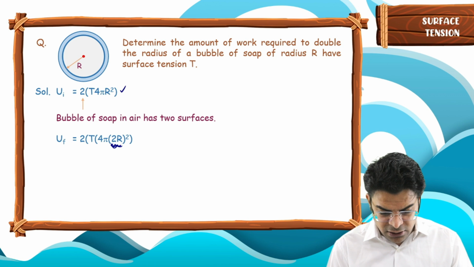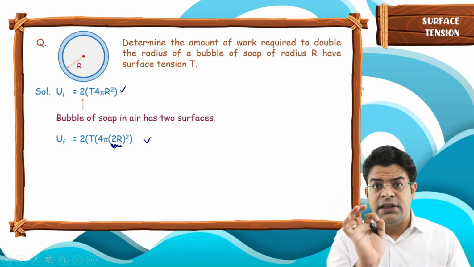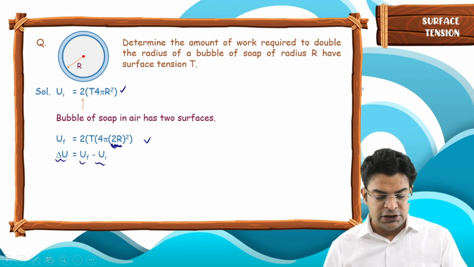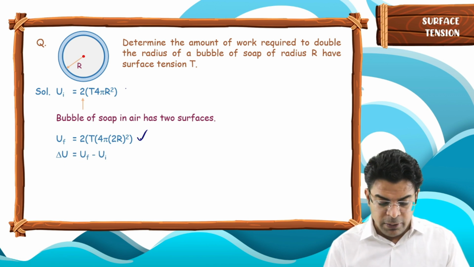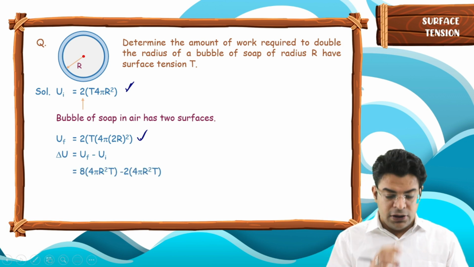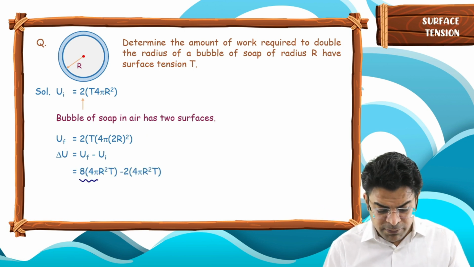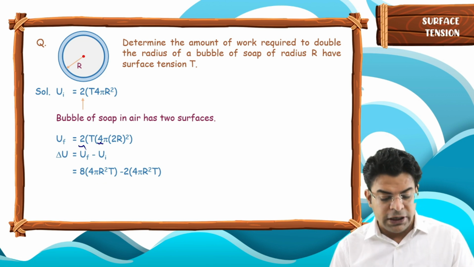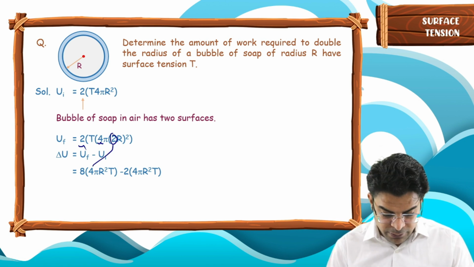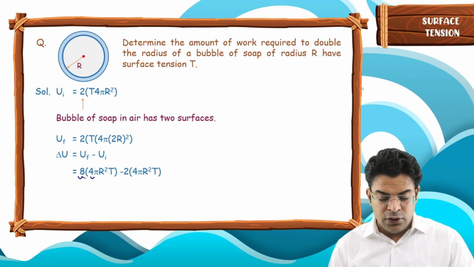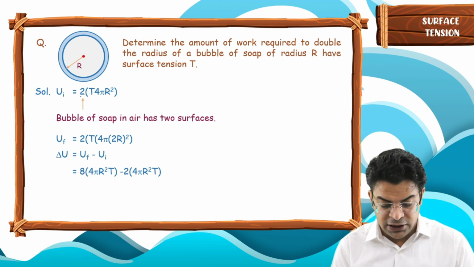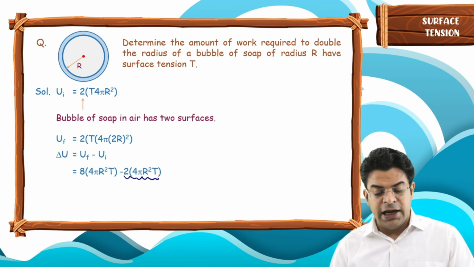So from here and here, if you need to write the change in surface potential energy, you will say the change in surface potential energy equals final minus initial. So it's final quantity minus initial quantity. Take the common part outside. So the final part is 8 into 4 pi r square T. See bachcho, this 4 into 2 becomes 8, and this 2 square becomes a 4. So you get 8 into 4 pi r square into T. And the initial surface potential energy is 2 into T into 4 pi r square. So that is again 8 pi r square T.